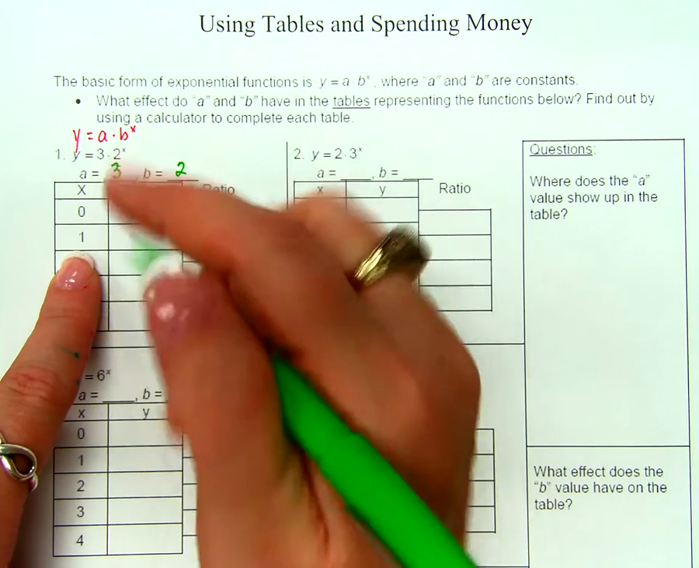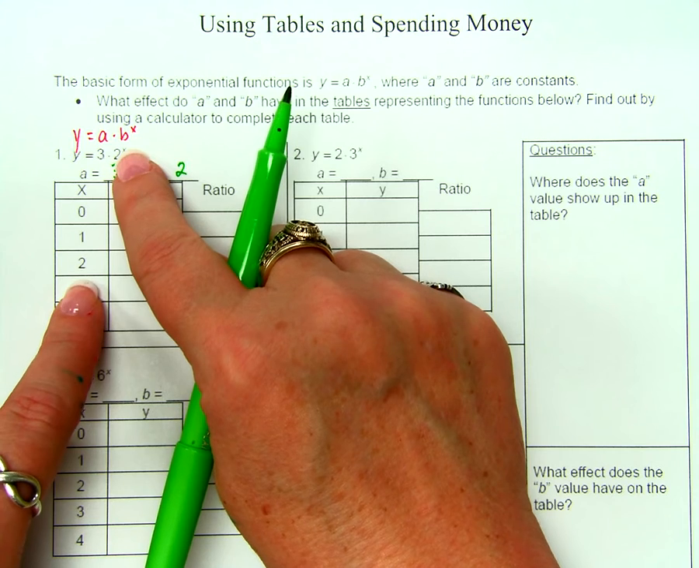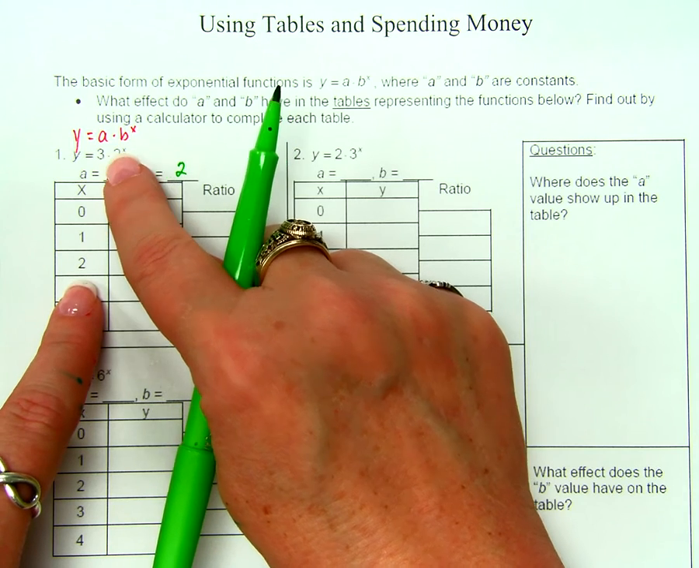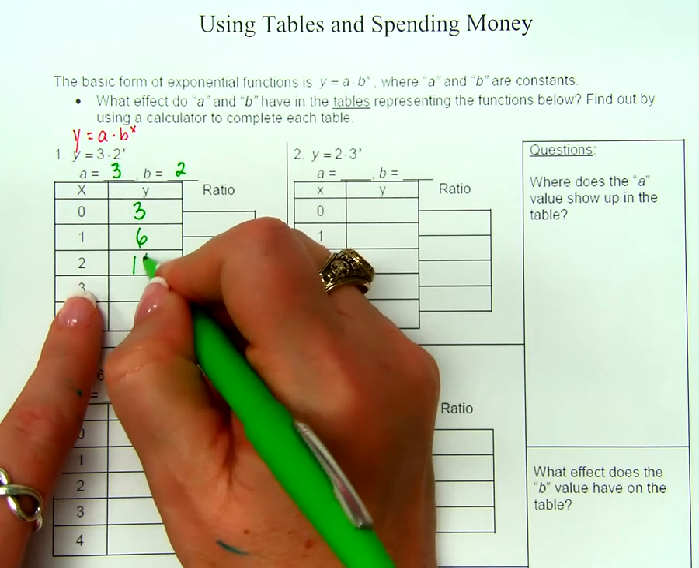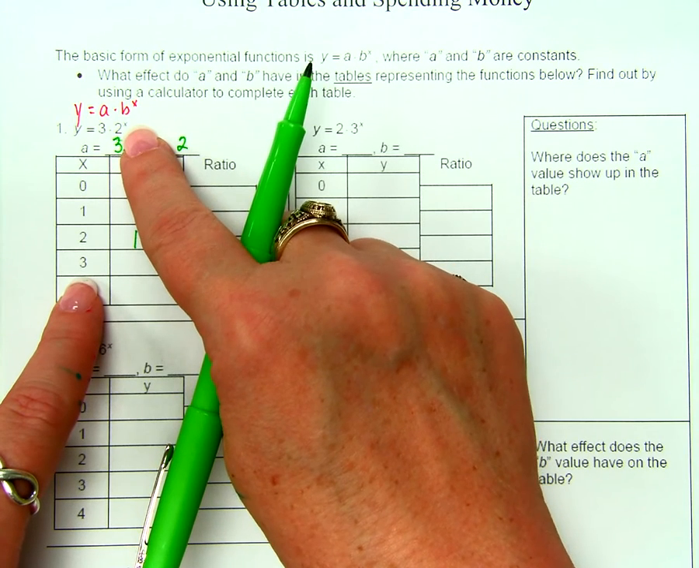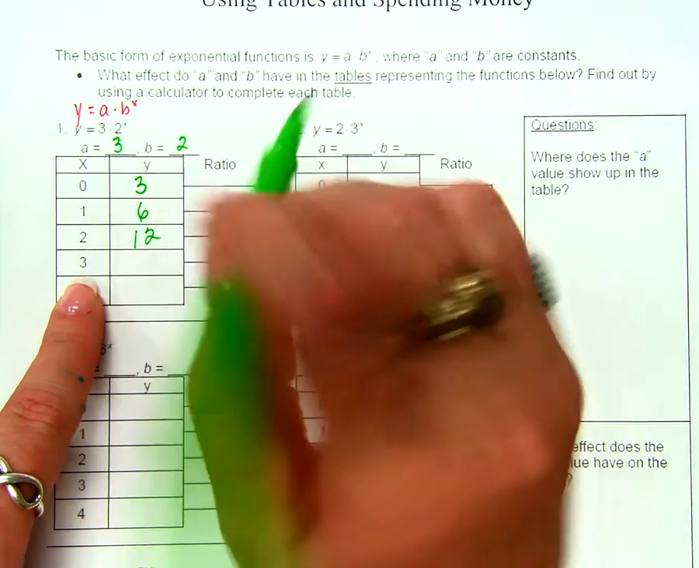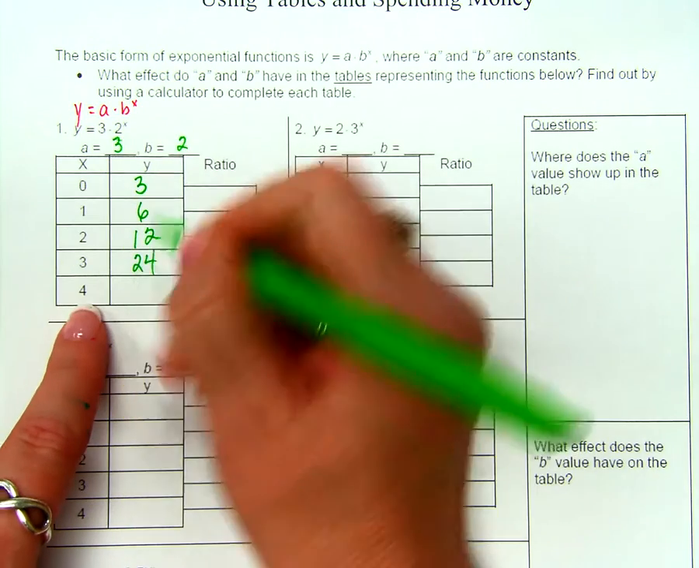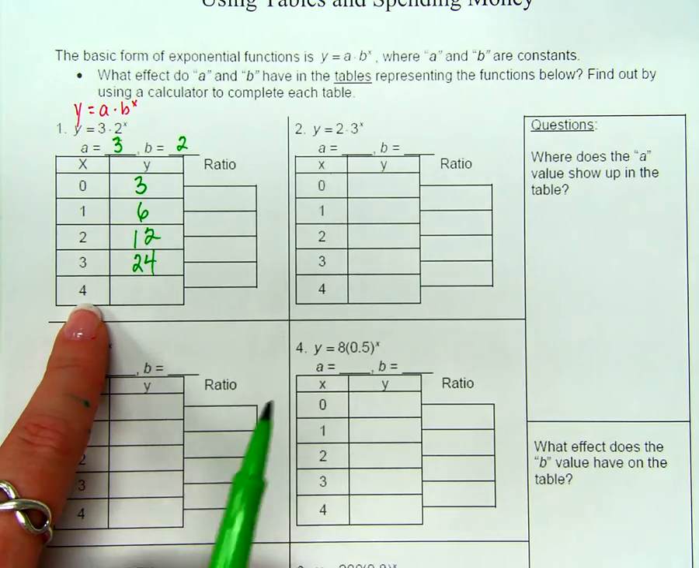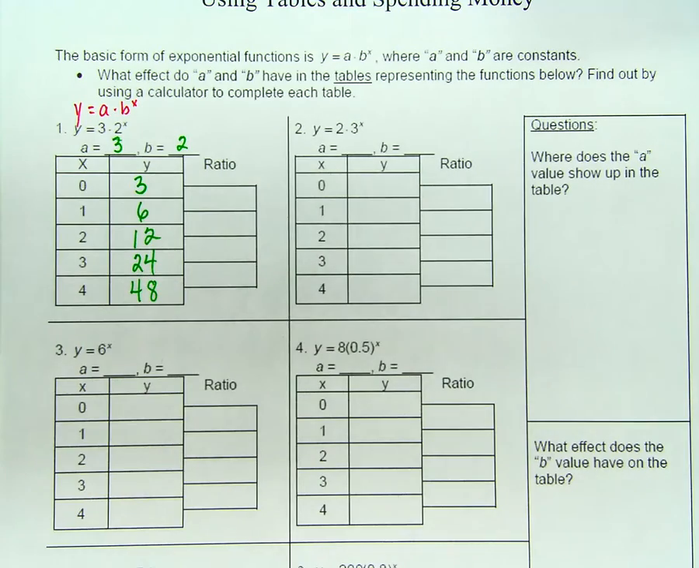2 times 3? 6. What's 2 to the second power, or 2 squared? 4 times 3? 12. What's 2 to the third power? 2 times 2 times 2. 8 times 3? 24. And 2 to the fourth power? 16 times 3? 48.